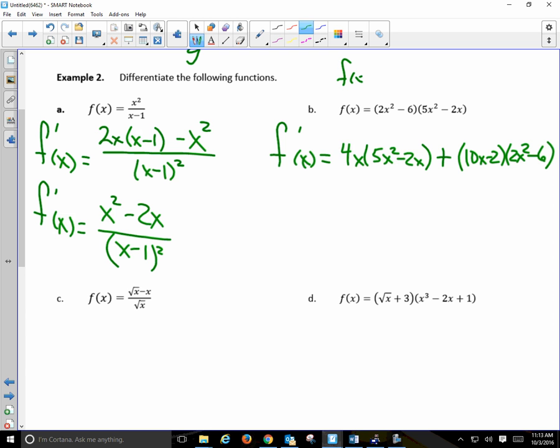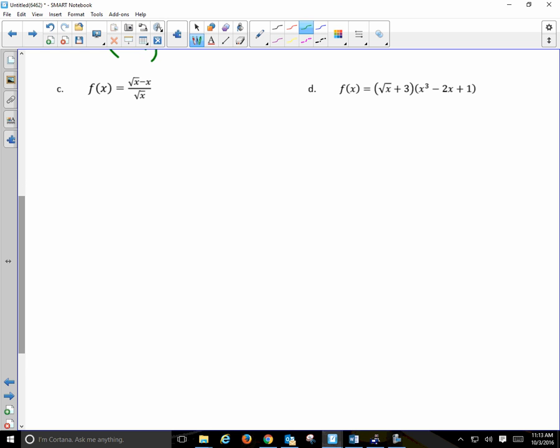Say f of x was equal to 3x squared times the cosine of x. Well, there's the product rule. You have the derivative of 3x squared, the derivative of cosine. The only problem is we don't know the derivative of cosine yet, so we'll have to get to that at a different time. So don't worry about simplifying that. Let's do C.